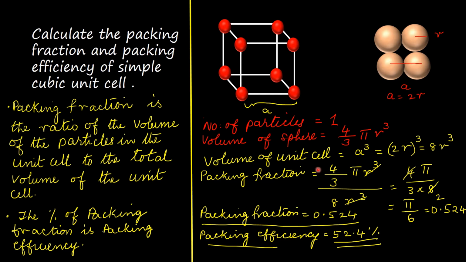The remaining is vacant. That is about 47.6% is vacant. We know in close packing a certain number of voids are produced, and in this case the volume of the voids altogether is equal to 47.6%. Packing efficiency is the volume used up by the particles. I hope this is clear.